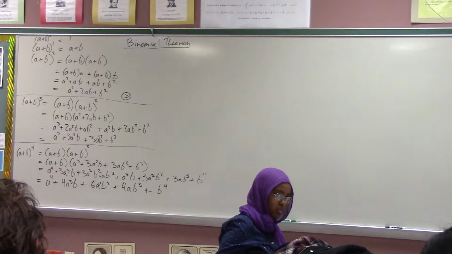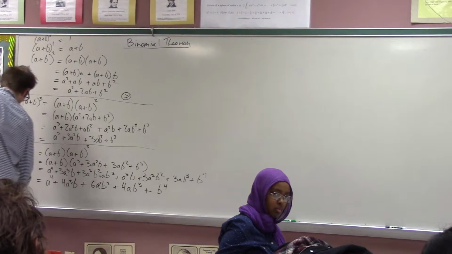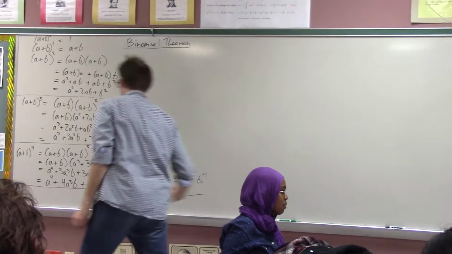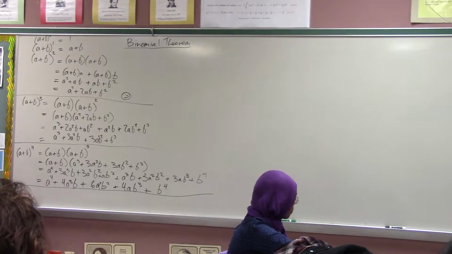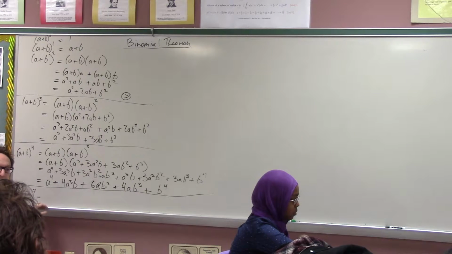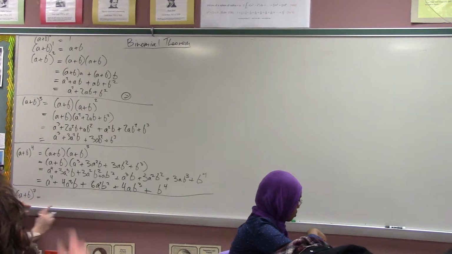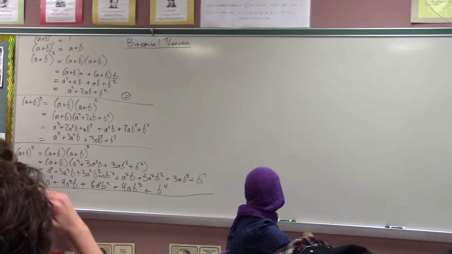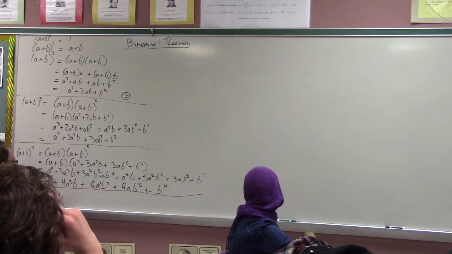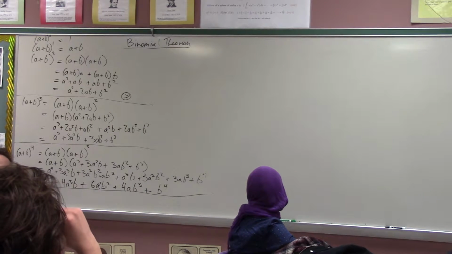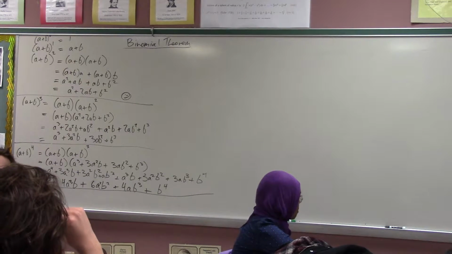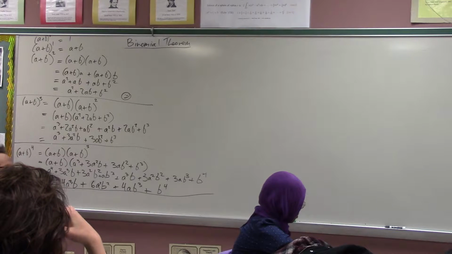Okay. At this point, I think we are prepared to say things about a plus b to the 7th, for example. What is a plus b to the 7th? Well, the only thing left that I don't understand is the coefficients. But do we all agree that it's going to be some number of a to the 7th? How many? Probably 1. That seems to be the pattern. I think it's going to be 1.